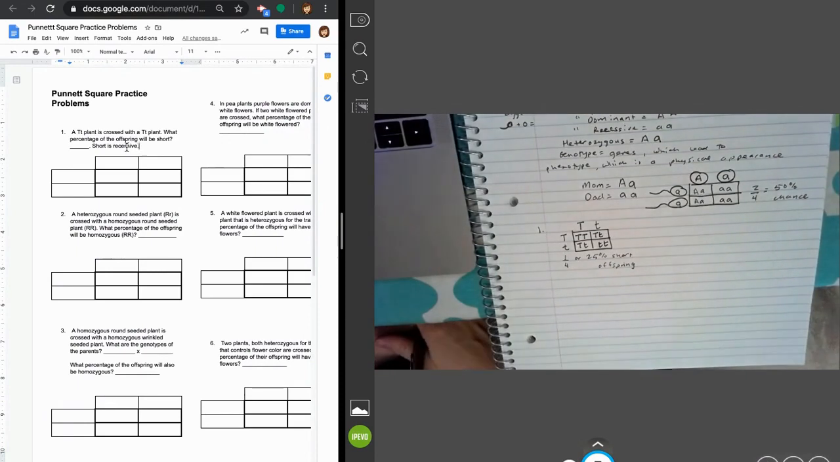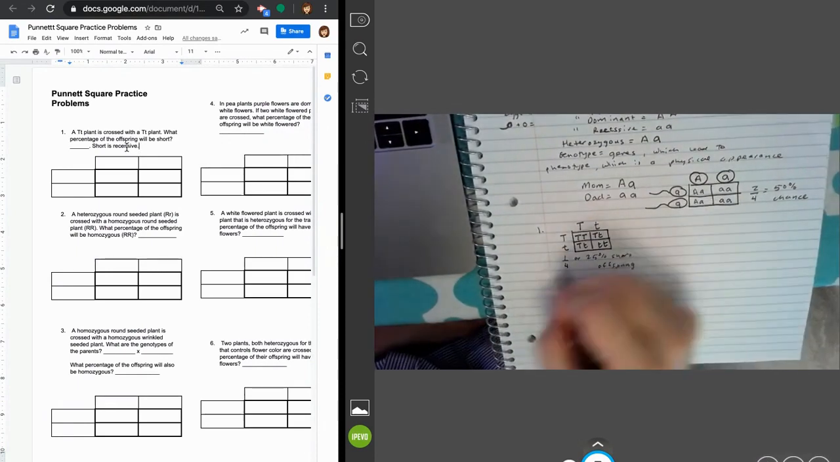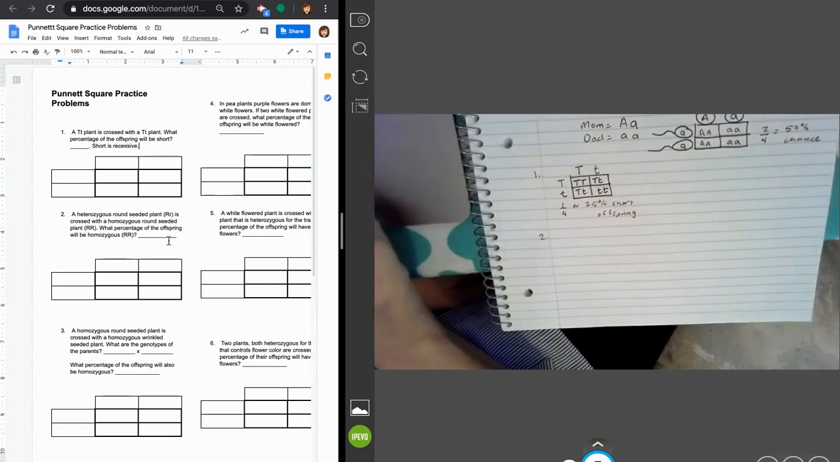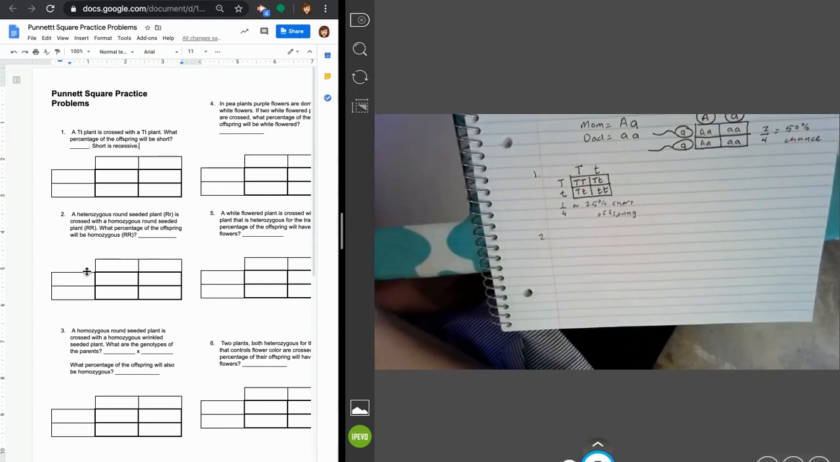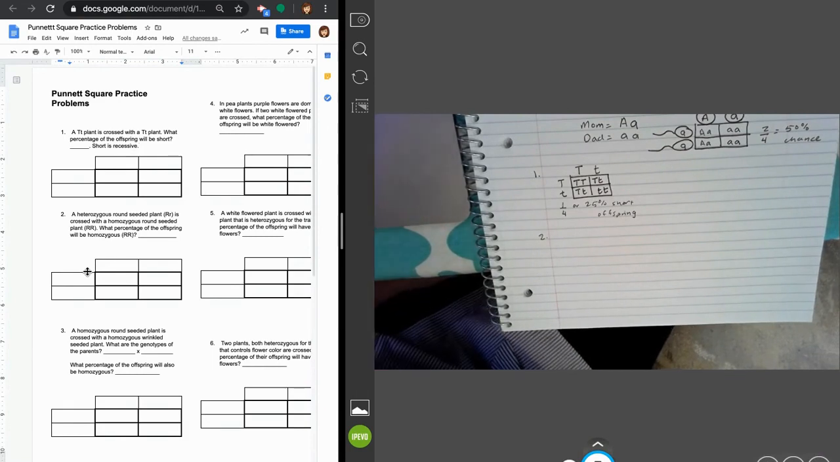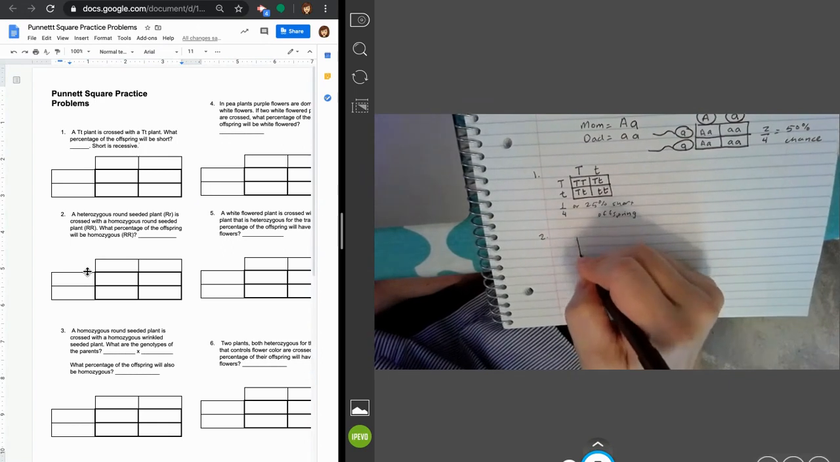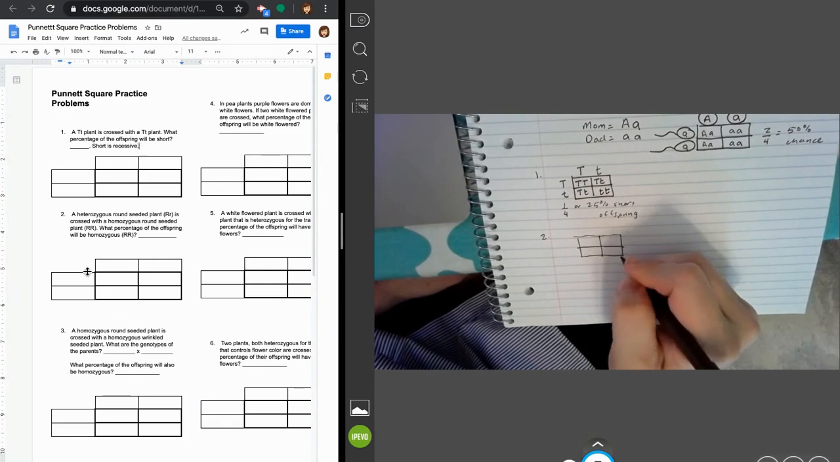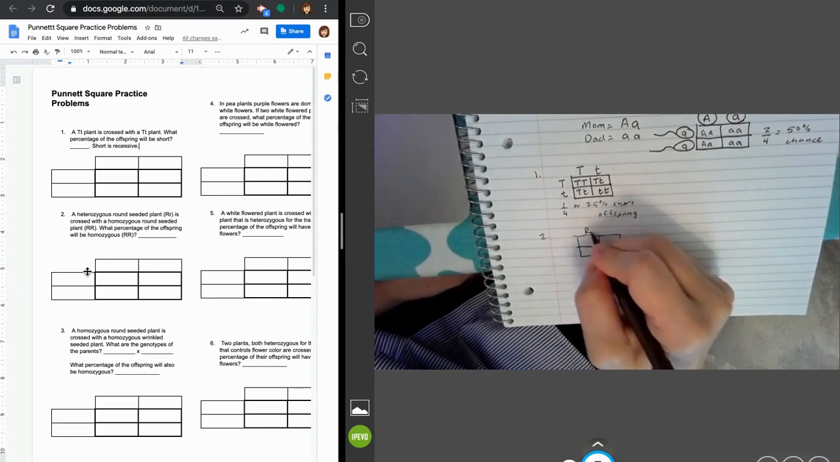All right, let's do question 2 together, and then you guys can work on your own. I'll do 2 down here. Okay, I'm going now from here over to my question. A heterozygote round seeded plant is crossed with a homozygous round seeded plant. What percentage of the offspring will be homozygous? So I'm going to cross my given genotypes. I have capital, lowercase, capital, capital.